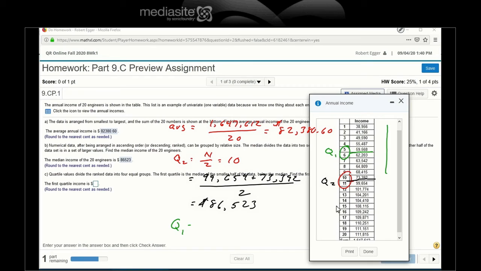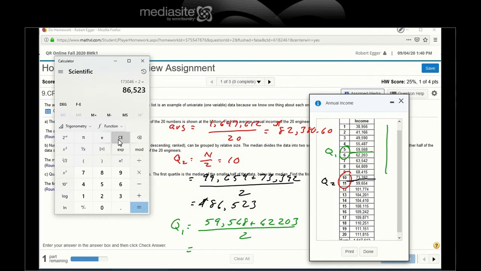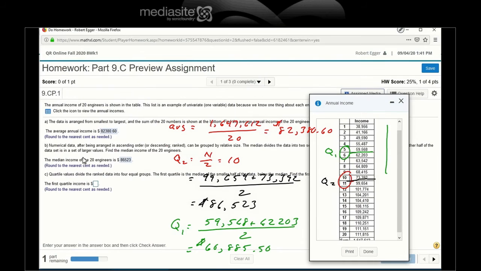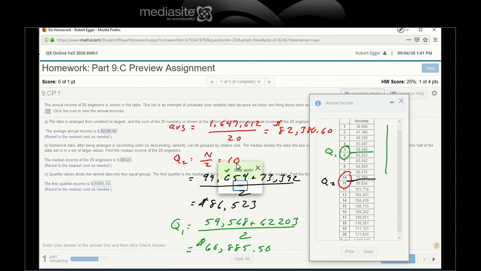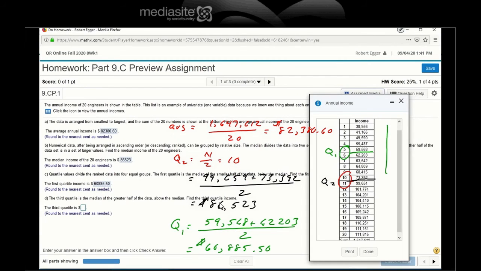So Q1, let's add 59,568 to 62,203, half that. 59,568 plus 62,203 divided by 2. $60,885.50. And that was correct.